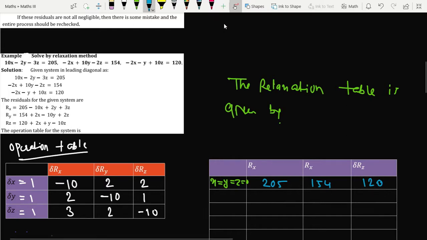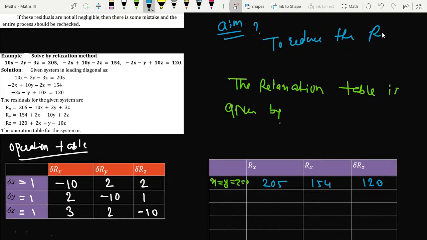Now what is our aim? Our aim is to reduce the residuals almost to 0, or negligible, which means the value is almost equal to 0. We always focus on the highest value of the residuals. We have to change the residual which is maximum.